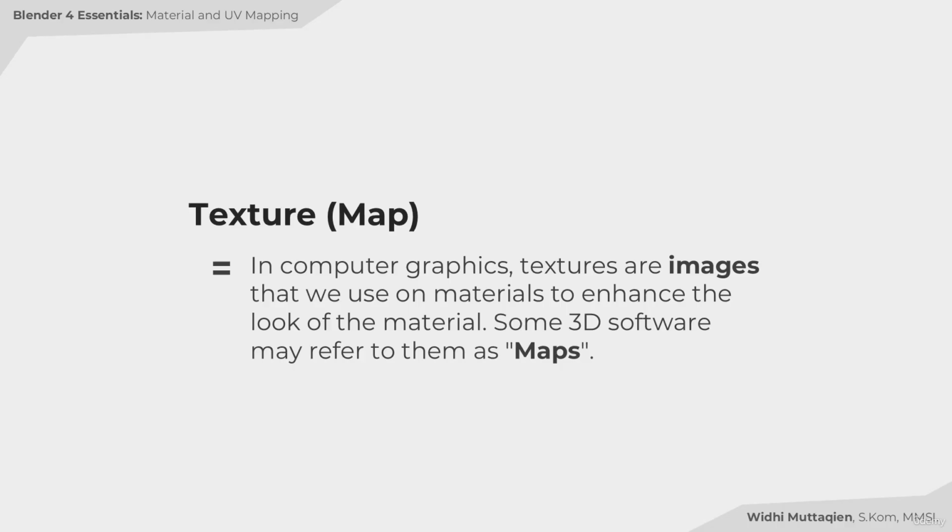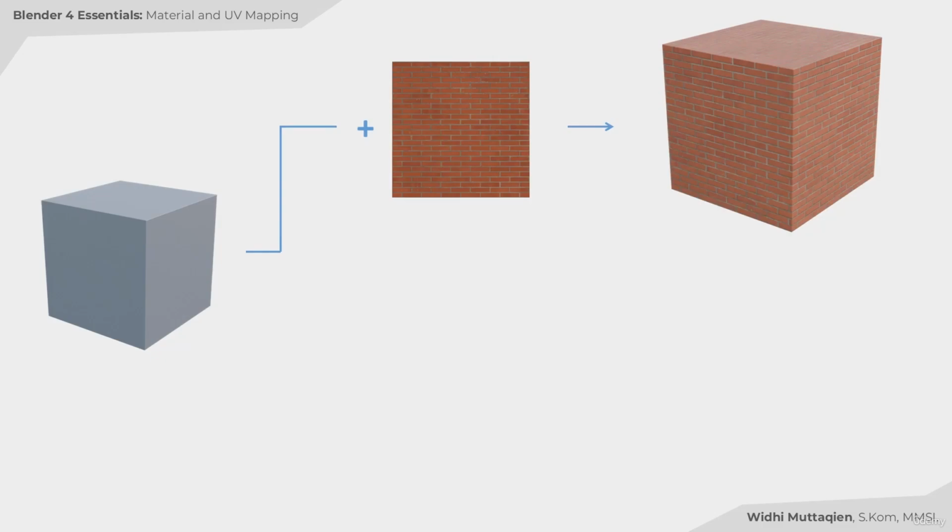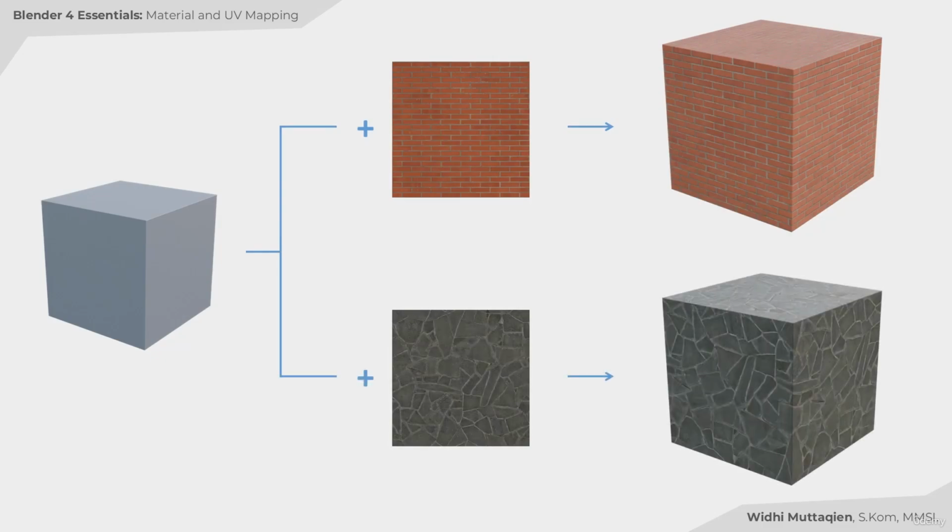Some people, and even some 3D software, like to call textures maps. So, don't get confused when you see the words diffuse map instead of diffuse texture, for example. They basically mean the same thing, okay? A simple cube object, for example, can look like a brick if we put a brick texture on its material. Or it can look like a stone if we apply a stone texture, and so on.